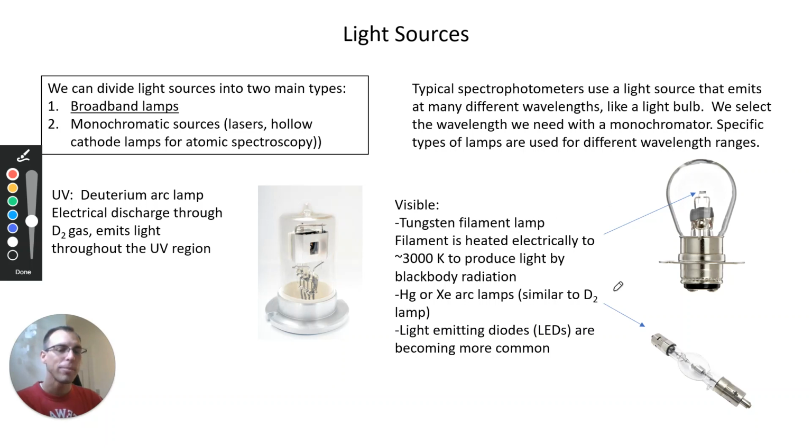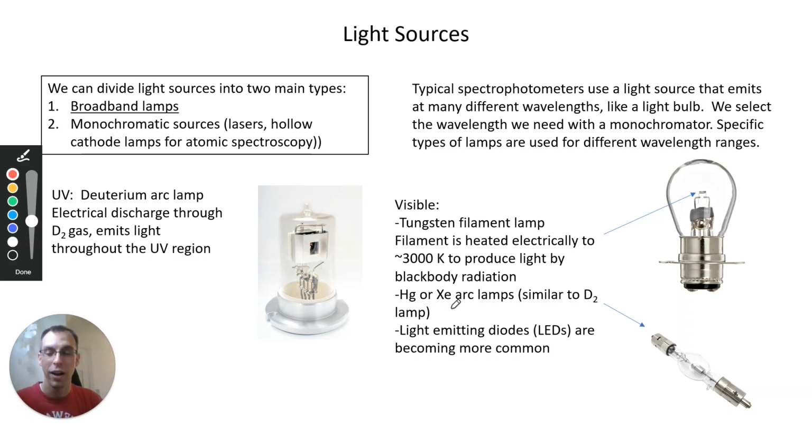Mercury or xenon arc lamps are another possibility. This is a xenon arc lamp. These are kind of a similar idea to the deuterium lamp. We spark an electrical discharge through either mercury vapor or xenon vapor. The mercury vapor, that's what's inside fluorescent light bulbs, and so this is something that's used, again, in common lighting for our houses. And another thing that's starting to become more common are LEDs.